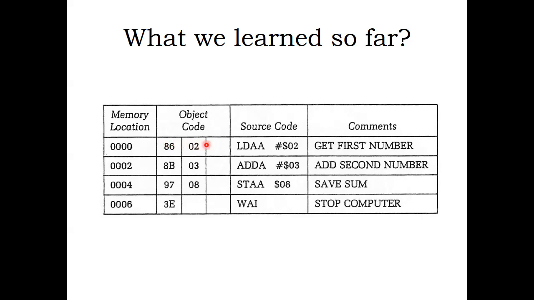Now, I left 3 different cells because the longest object code will be 3 bytes, right? And as you see, most of the instructions are just 2 bytes and 1 byte. So I think we know why it is 2 bytes and 1 byte.